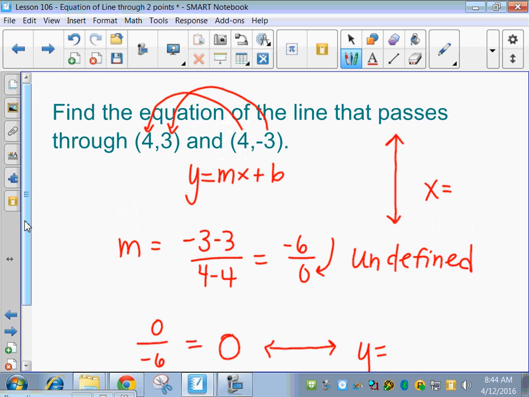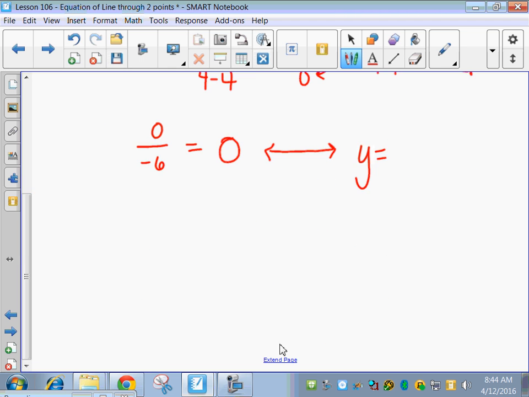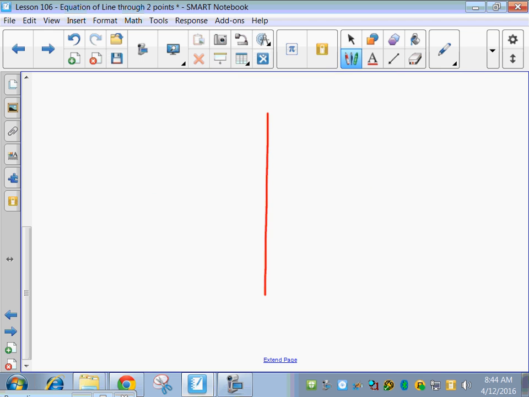So this equation of this line, if you get undefined, one thing you could do is look at the graph, right? If I just sketched that graph really quick, 4, 3, and 4, negative 3, that would help me. Okay, 4, 3, 1, 2, 3, 4, 1, 2, 3. There's the point. And for negative 3, we would get this line. Anybody know the equation of this line?